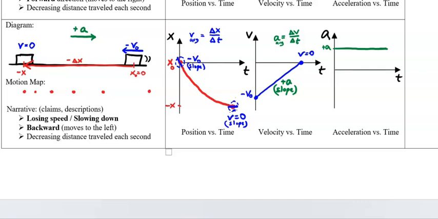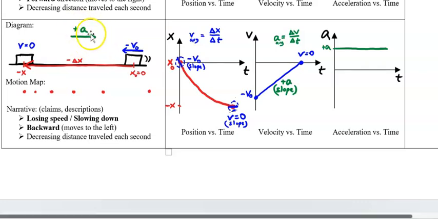It might be important then to check to make sure everything matches, right? We have to be able to not only interpret a diagram, interpret any of these three graphs, interpret these narratives and motion maps, but we should be able to translate from one to the other. So if I give you any one of these, you should be able to produce the missing ones for that same motion. So you can notice here, positive acceleration is a positive acceleration on these graphs and on the slope.